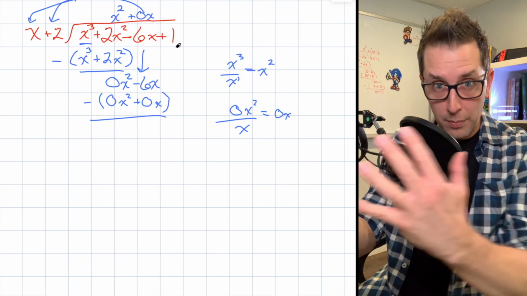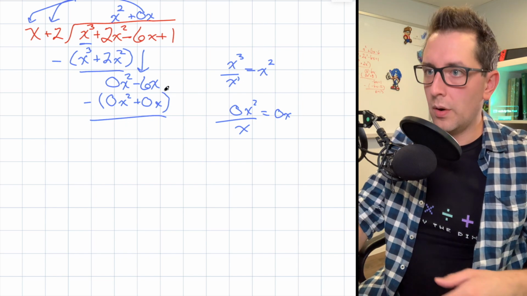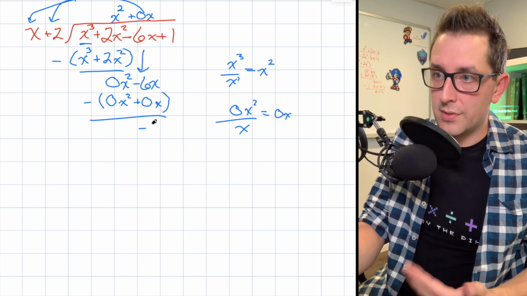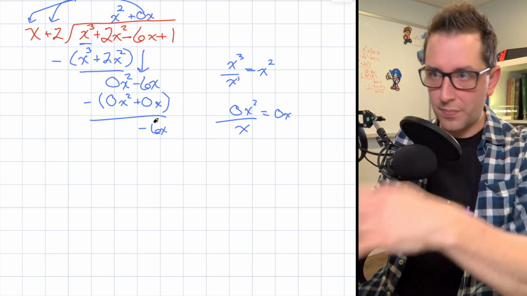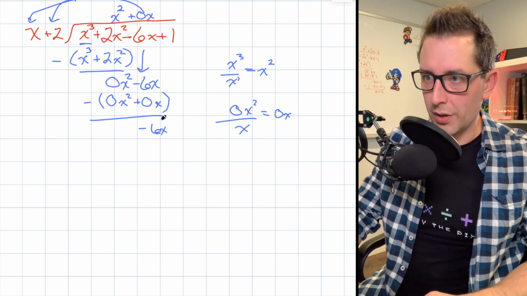All right, we're going to subtract by putting that second expression in brackets, right? 0x squared minus 0x squared, that's 0. We have negative 6x minus 0. That's going to be negative 6x. All right, so at this point, we've bypassed all that weird 0 stuff, and hopefully things are a little bit more normal moving forward. And they are.